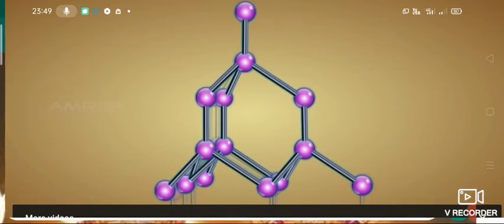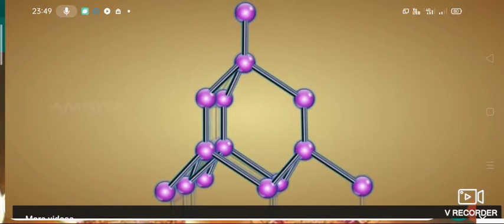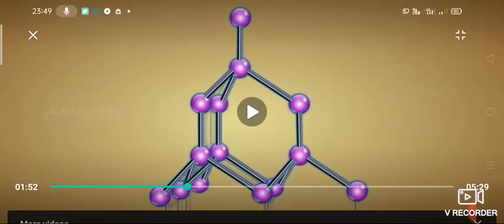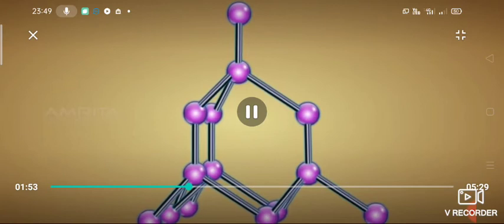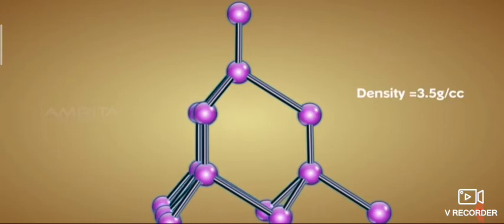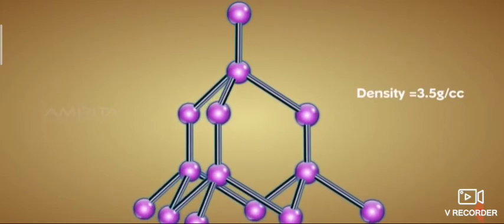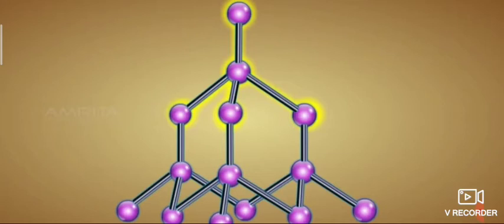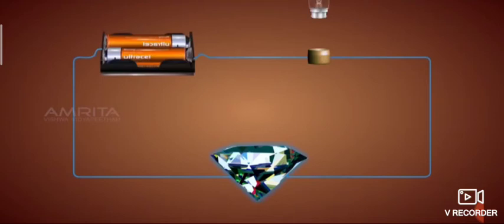So this is the 3-dimensional tetrahedral structure of diamond. One carbon atom is combined with 4 atoms of carbon, which makes it rigid. It is a poor conductor of electricity because of the absence of free electrons. These are the properties. Look at this and draw the structure. So 154 picometer is the bond length. Density is 3.5 gram per cc. This shows that it is a poor conductor of electricity.